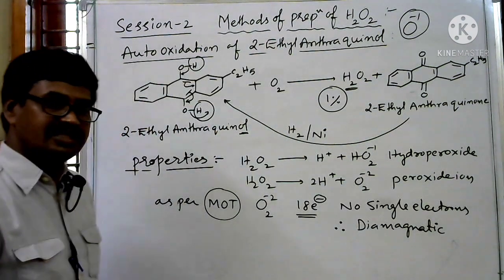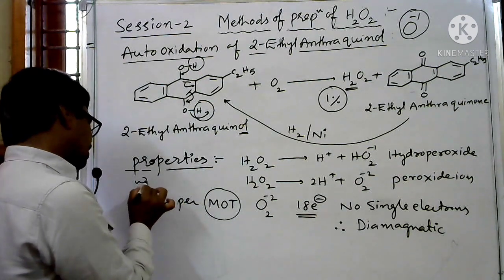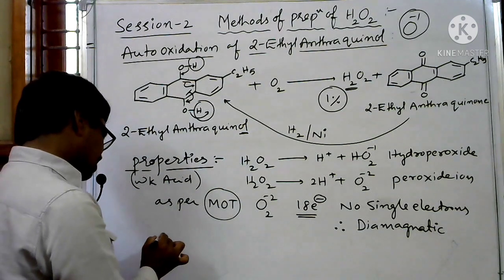Remember, this is the first thing. It is diamagnetic, and because of its acidic nature, it is a weak acid. Just now I told you it is a weak acid. So because of its acidic nature, it can react with bases.